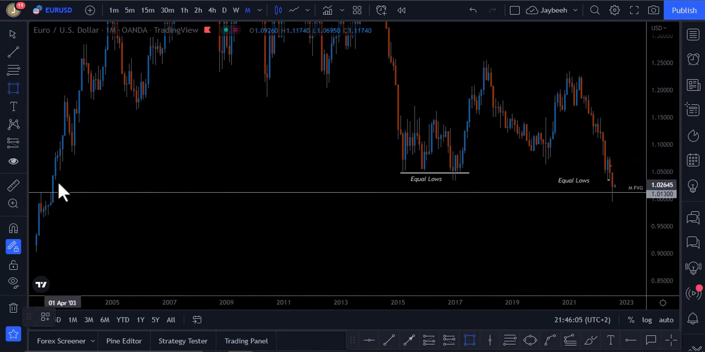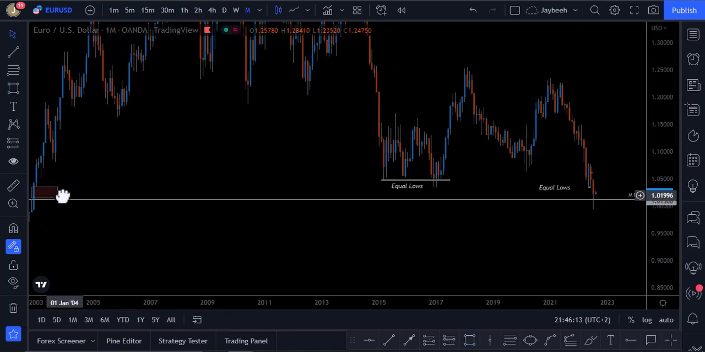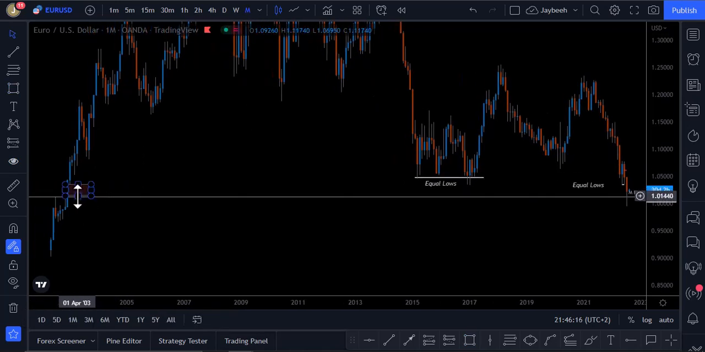So I will note this gap using a rectangle. The gap was like this. As the market formed this gap here, I saw the equal lows here. As the market printed the equal lows here, I knew that there is liquidity that the market needed to grab under these lows here.